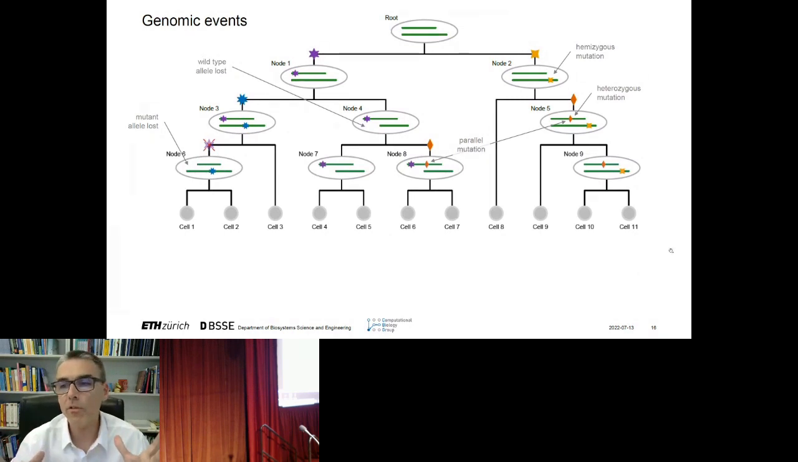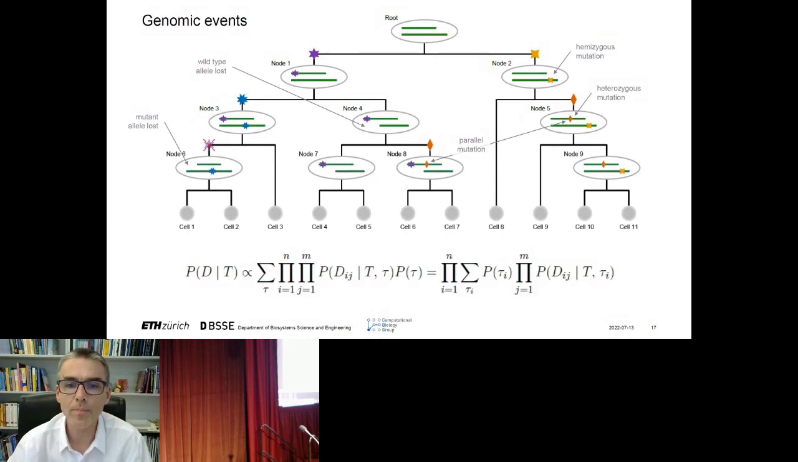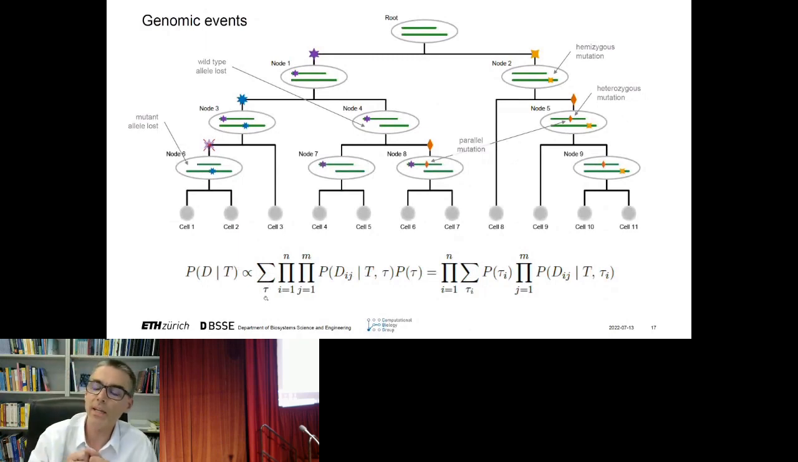With these genomic events, we are, of course, no longer respecting the infinite sites assumption, so we're generalizing now to a finite site model. Now, the probability of the data, which is the raw, aligned, mapped read data, looks similar as before. The big sum over tau here, tau is the vector that accounts for the placement of mutations on the edges of the tree. So it plays a similar role as sigma before.